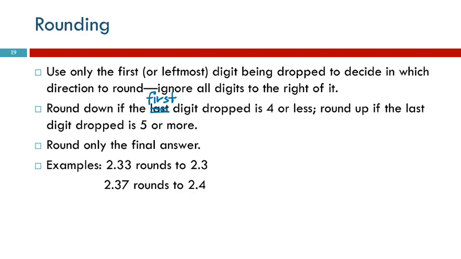Look at the first digit that's being dropped. If it's less than 5, round down. If it's 5 or greater, round up. We're not going to do an odd even thing. If we're rounding these to 2 digits, 2.33 is going to round to 2.3. 2.37 is closer to 2.4.